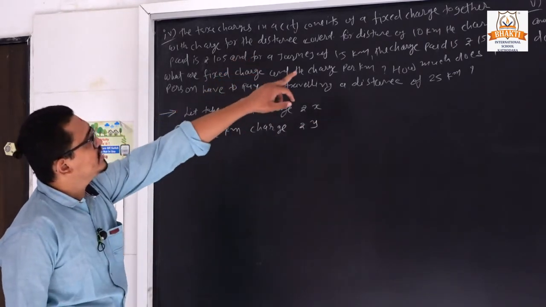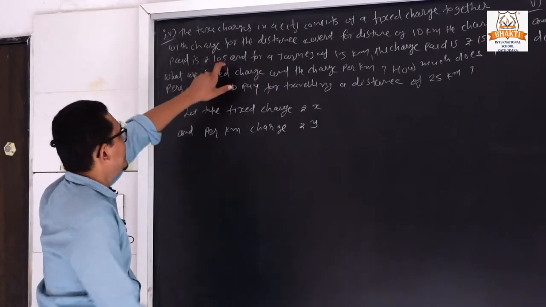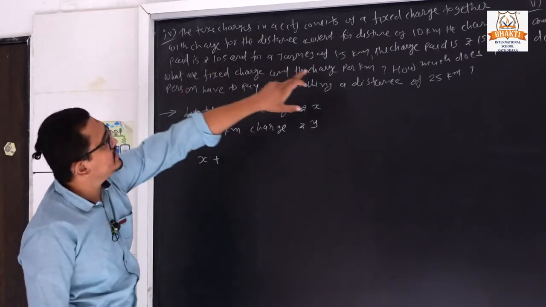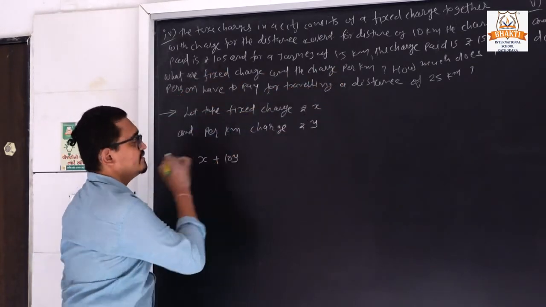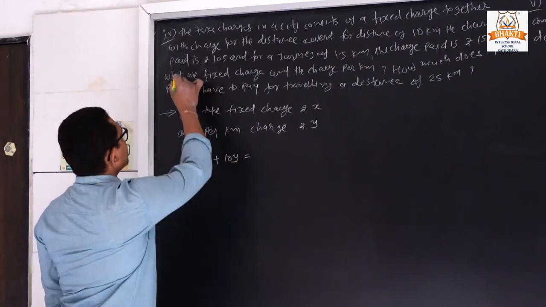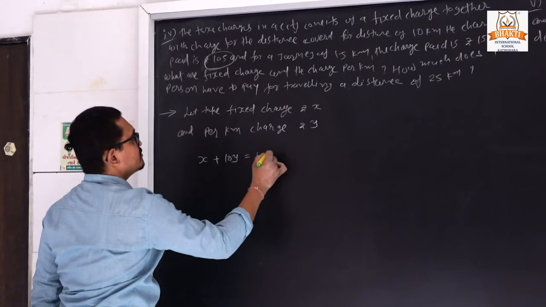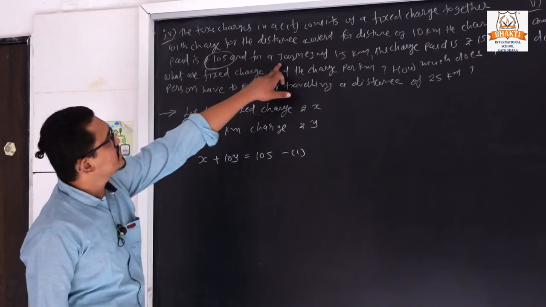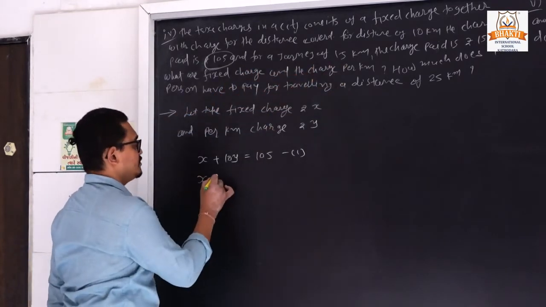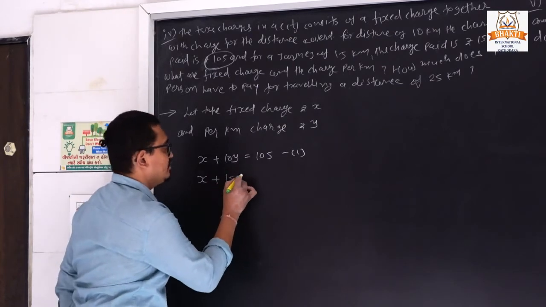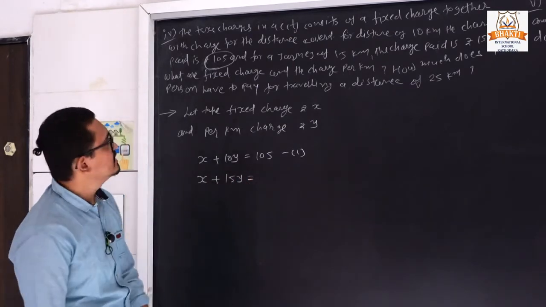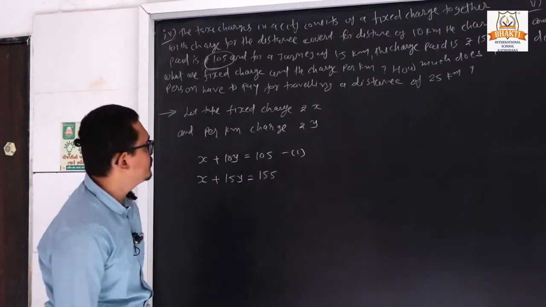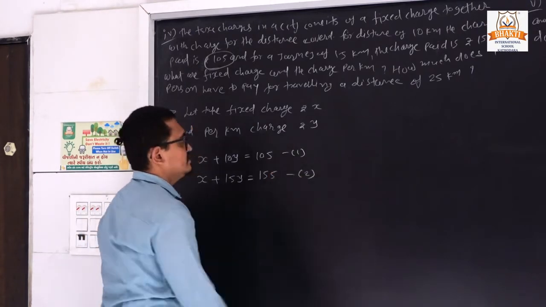Now next, for a distance of 10 km we need to pay 105. Means what? First of all we need the fixed charge, then how much distance we covered? 10 km, so 10y. So how many rupees do I have to pay? It is 105 rupees. We can declare it as equation first. Now second, for a journey of 15 km, first of all we need the fixed charge plus 15 km, so 15y per kilometer charge. We need to pay 155 rupees. So we can declare it as equation second.